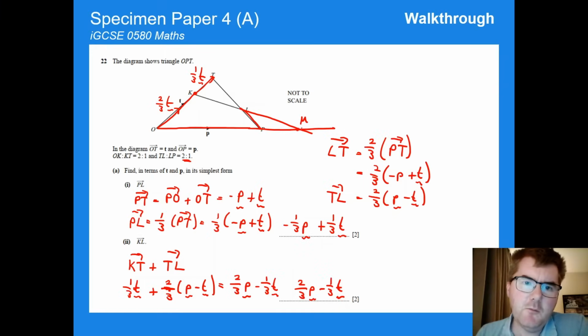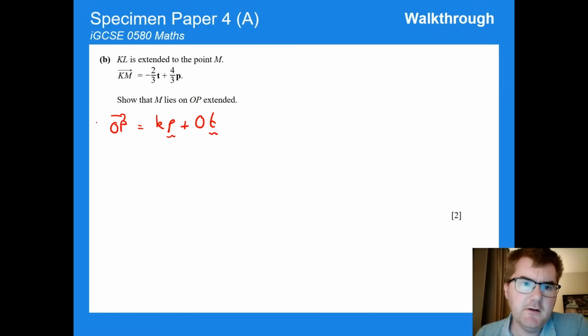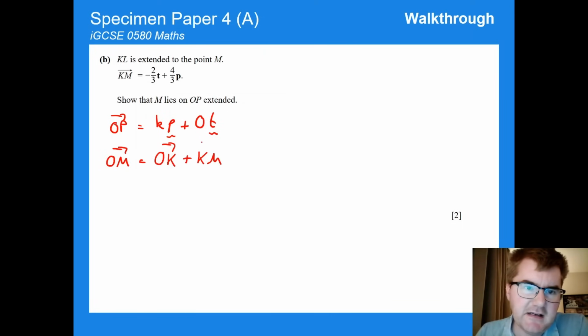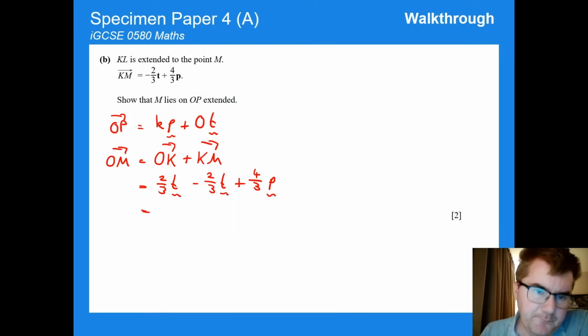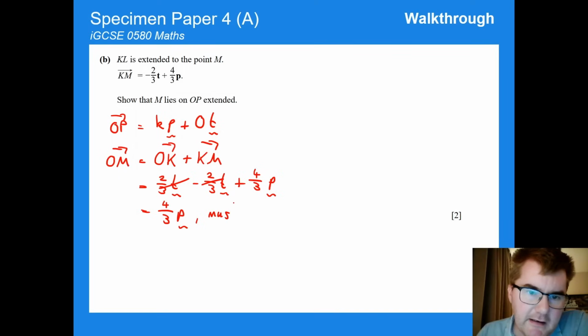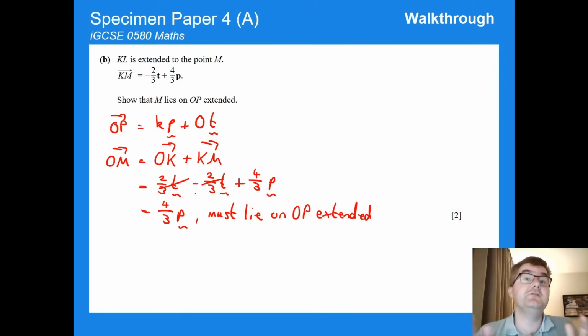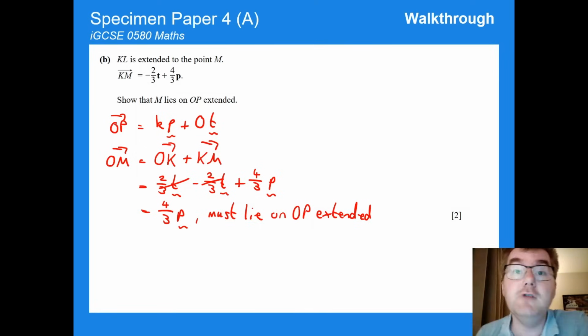Yeah, so if we go from O to M, what other ways do we have to get to M? So in order to get there, we could go O to M, which you could also follow the straight line here, is also O to K and then K to M, so taking the longer way round. Now OK is equal to 2/3 T. KM we're told in the question, so that's minus 2/3 T plus 4/3 P. Aha, and now the T's cancel here, and so we're left with 4/3 P, and so by definition M must lie on OP extended. So by taking this long route, the T's disappear, in which case we're just left with a vector in terms of P, which by definition has to be that horizontal line at the bottom.